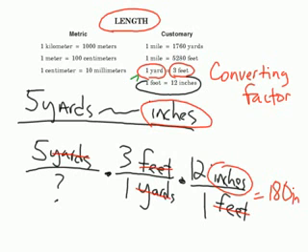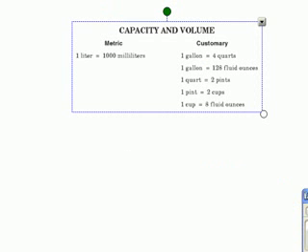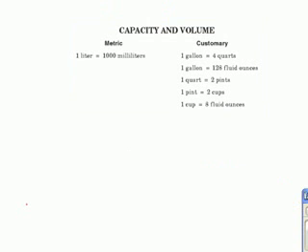There's other parts to your chart though. Let's take a look at these other parts. Now I have capacity and volume. Notice I have liters and milliliters, which are really easy because all you have to do is move the decimal, but I'm going to show you how to do that with this converting factor in case you totally flip out on that, because sometimes it's easy to forget how many times to move the decimal. And then you have your customary, which is not the most popular thing across the world, but it is.